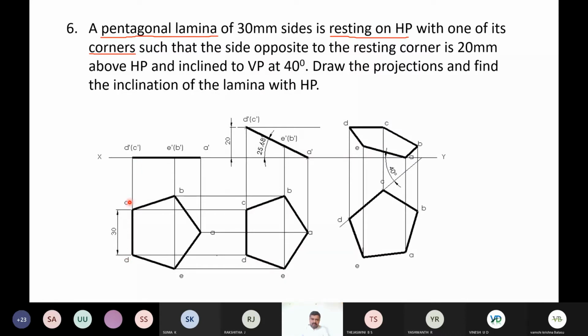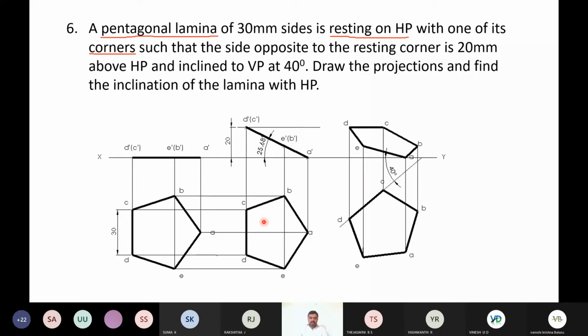Now in front view, C dash D dash on XY means it is 0 from HP. But next we should satisfy the first condition. The side opposite to the resting corner, that means D dash C dash, should be 20 above HP. Instead of giving an angle, here they have given the position of this CD in front view. Next, we will redraw the same front view such that D dash and C dash will be at a height of 20, and then we will repeat the same procedure. After that, project the points and get the second view, the second top view.